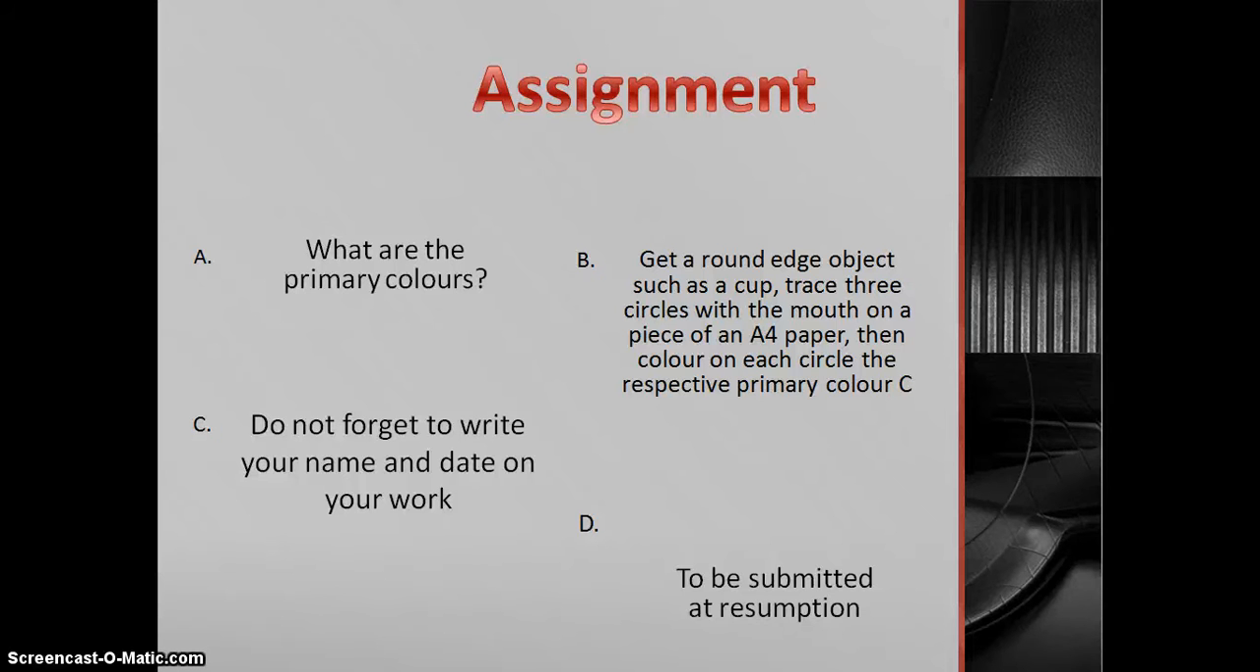B, get a round edge object such as a cup or a bowl. Trace 3 circles with it on a piece of A4 or any other paper. Then color on each circle the respective primary color. And C, do not forget to write your name and date on your work. Keep them very neatly. D, when you get to school, you submit after resumption.